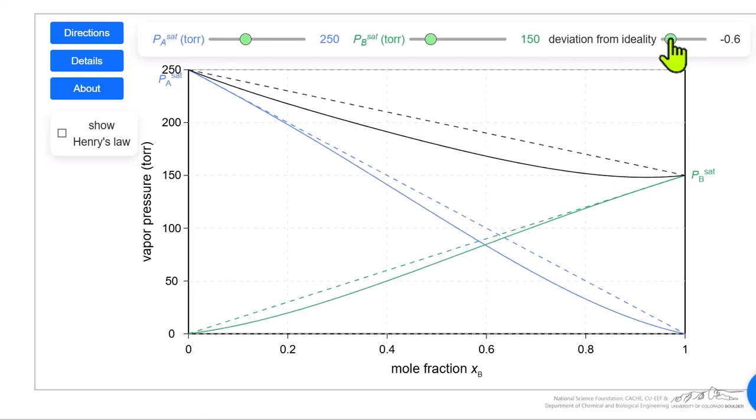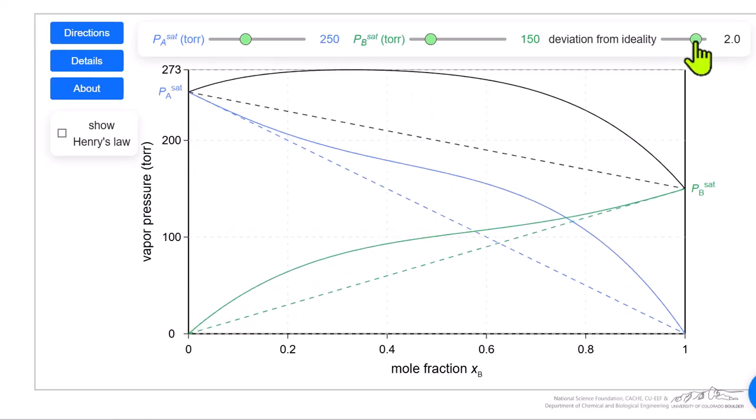You can have negative deviations, and the pressure is lower above the mixture because of attractive interactions in the liquid phase that are stronger for the mixture than for the pure components. And then positive deviations. If positive deviations are large enough, we have a maximum, and that corresponds to an azeotrope. And you can see the contributions from the two components that make up this behavior.